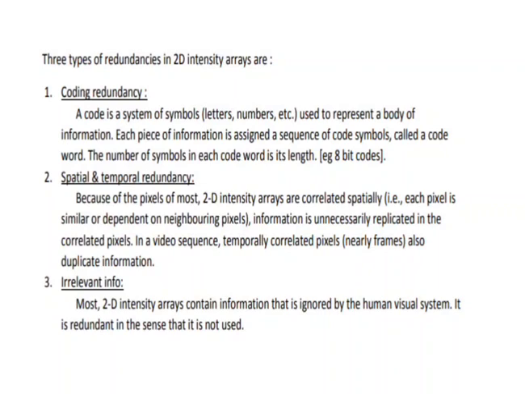And the third one is irrelevant information. Most 2D intensity arrays contain information that is ignored by the human visual system and/or extraneous to the intended use of the image. It is redundant in the sense that it is not used. These are the three types of redundancy in 2D intensity arrays.